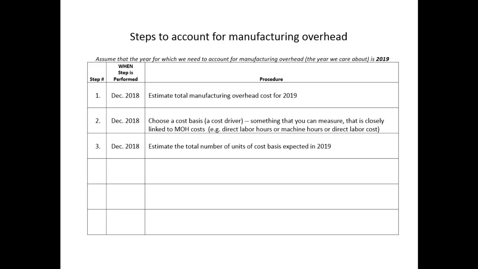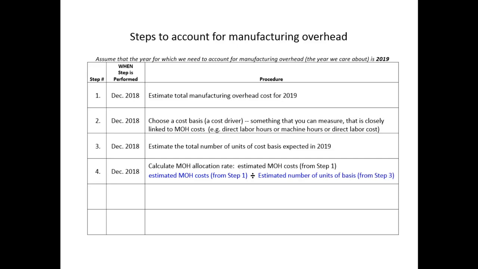Step 4 is the last step that needs to be done before the start of the year we care about, 2019. So in December 2018, we calculate the manufacturing overhead allocation rate. To get the overhead allocation rate, take estimated manufacturing overhead cost from step 1 and divide by estimated number of units of basis from step 3. Our overhead allocation rate is based entirely on estimates, but we have no choice since we need the rate before we have actual data.